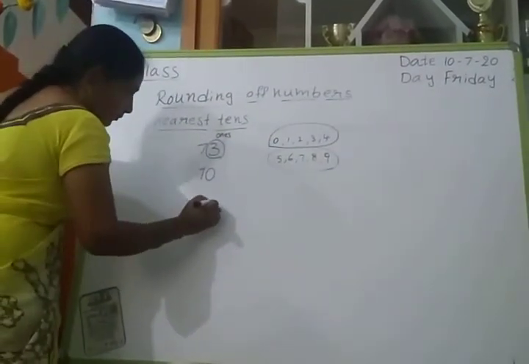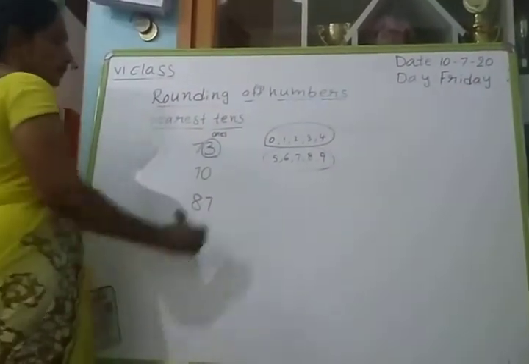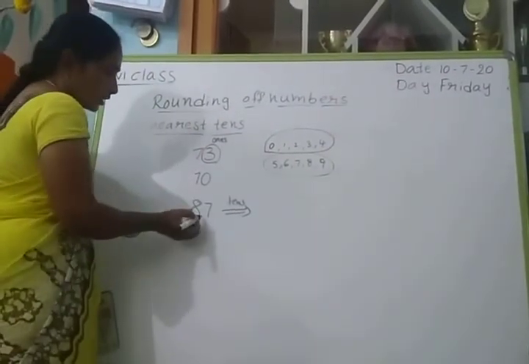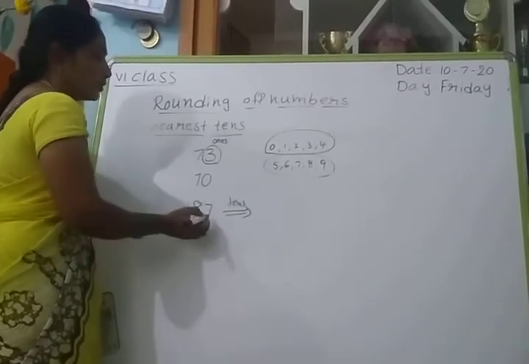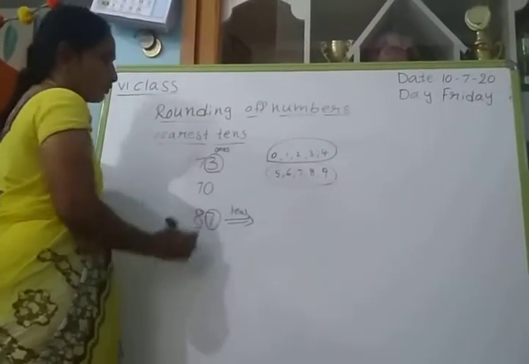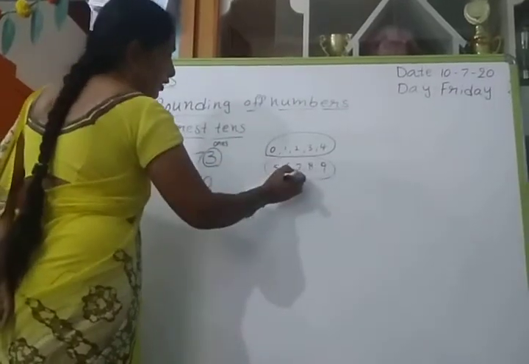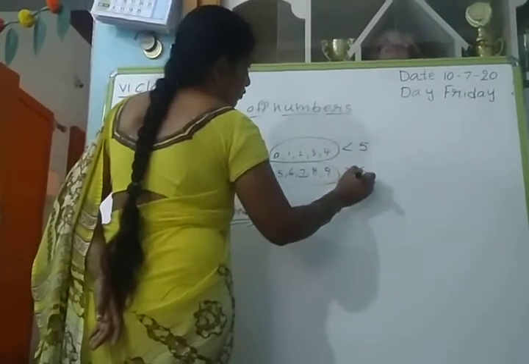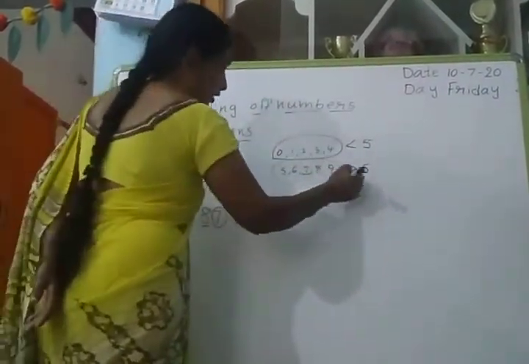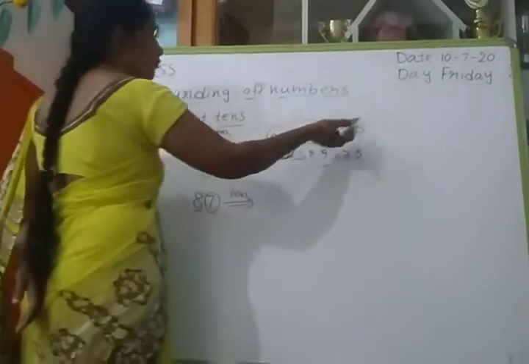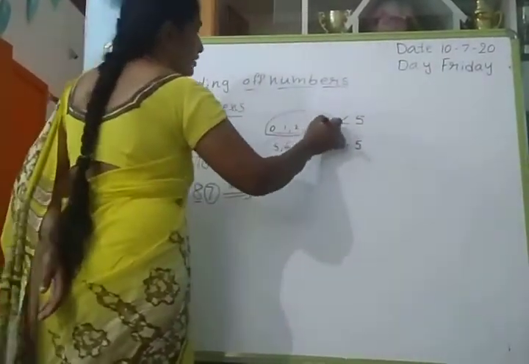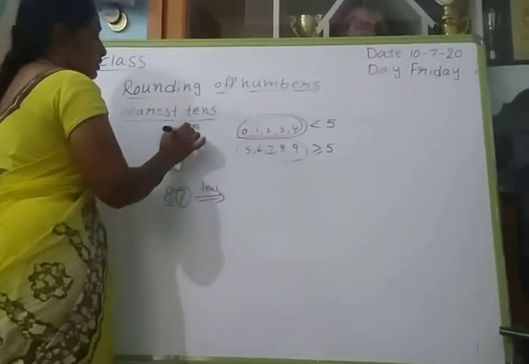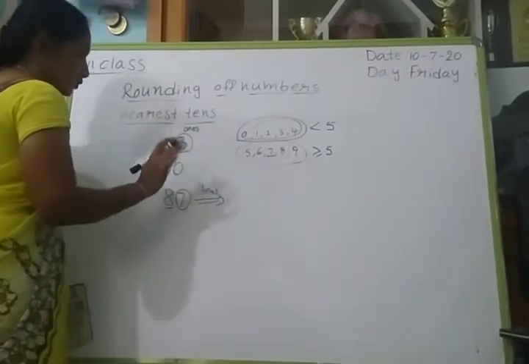One more example, 87, nearest to tens. When you are rounding to the tens place, you have to observe the ones place digit. See here, 7 is 5 or above. These are less than 5 digits, and these are greater than or equal to 5 digits. When we have less than 5 digits, there is no need to change the digit. Just that place we have to round off to 0.